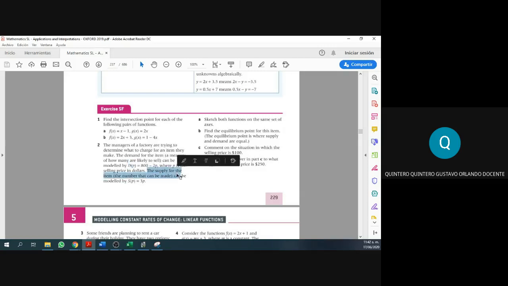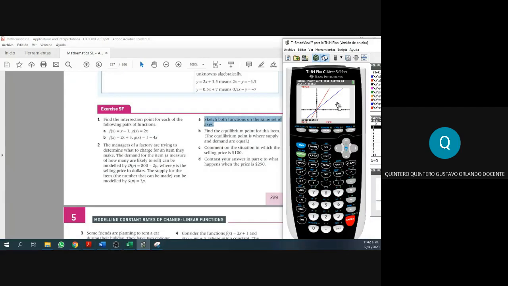Okay, so the supply can be modeled using this other function. So we have two functions, D of P and S of P. In both cases, P, the independent variable, is the price. But D is the demand and S is the supply. So let's jump into the questions. Question A, sketch both functions on the same set of axes. That is absolutely easy if we have a calculator. If we don't, we're gonna have to do this by hand.